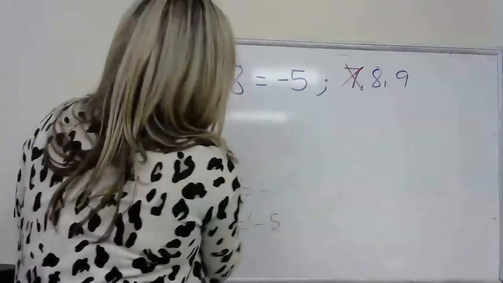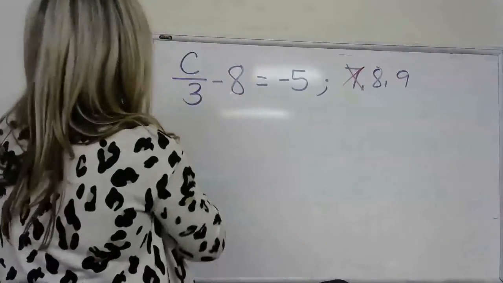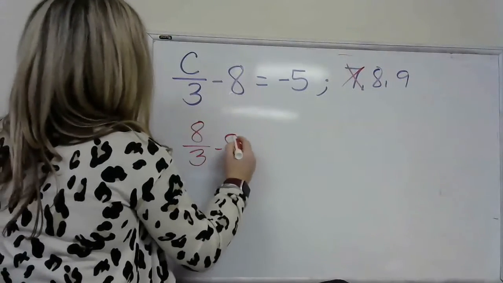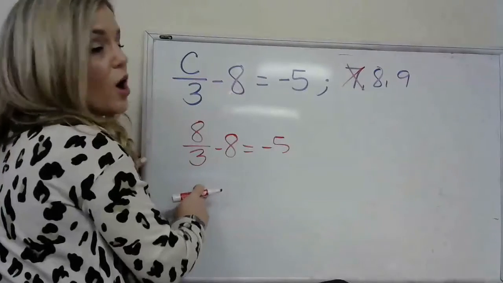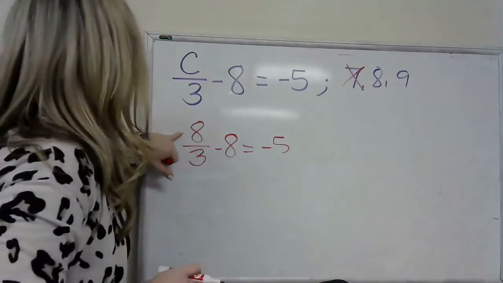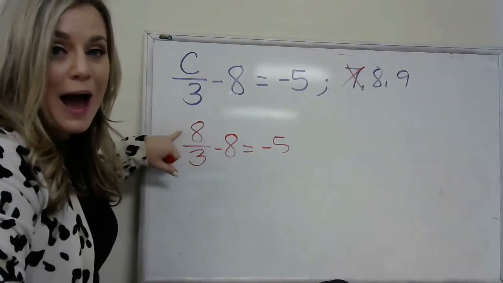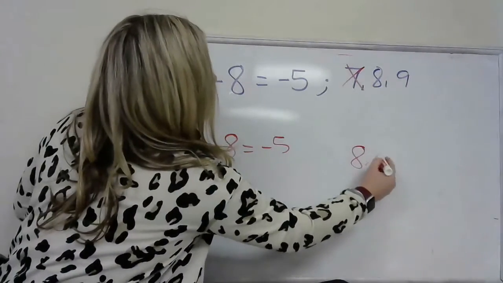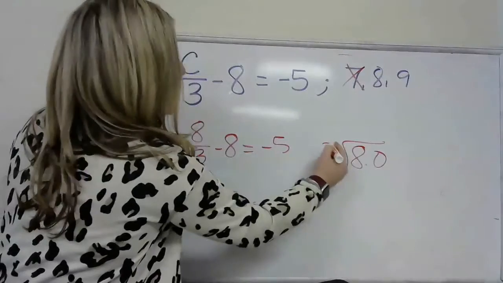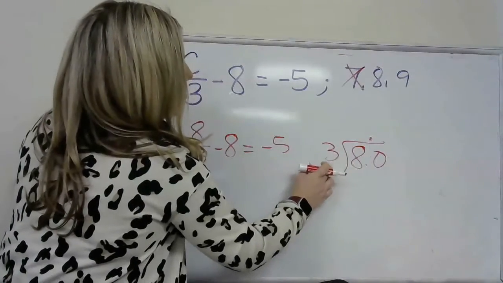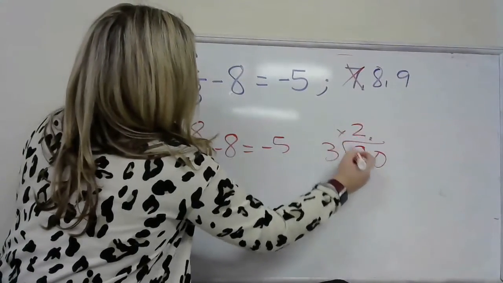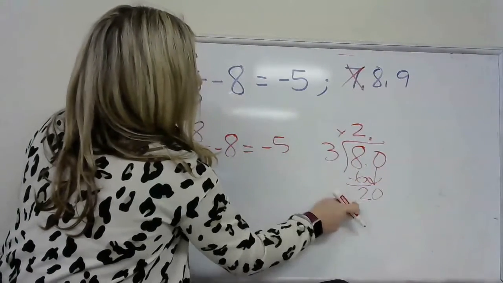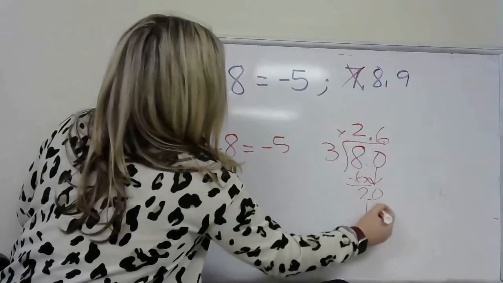All right, so next we're going to plug in the number 8. So we have 8 divided by 3 minus 8 equals negative 5. Again, we're going to have to T-bow. Top in, bottom out. The top number goes in the division box, the bottom number goes on the outside. I'm going to go ahead and add a decimal because I know I'm going to need it. All right, so 3 will go into 8 2 times. 2 times 3 is 6. Okay, 3 will go into 20 6 times. 6 times 3 is 18.